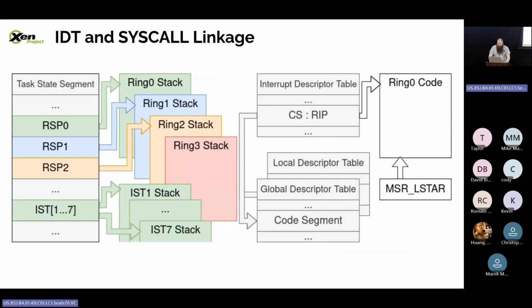Now, don't worry too much about this. This is roughly what it looks like in 64-bit systems. In 32-bit, it's even more complicated because the code segments can have a non-zero base. So they get joined back up into the base pointer for the ring 0 code. And the task state segment also had stack segment selectors in them as well.